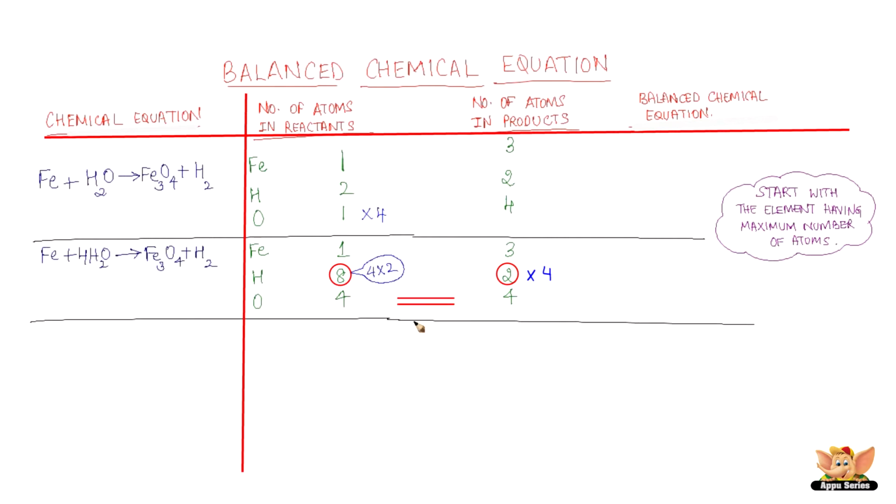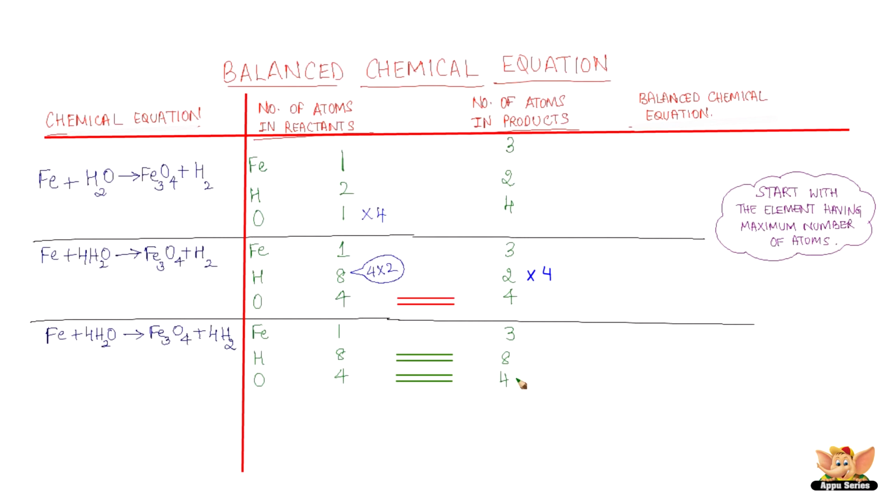We rewrite the equation as Fe plus 4H2O gives Fe3O4 plus 4H2. Same reactants. Iron 1 atom, hydrogen 8, oxygen 4 atoms. On the product side, iron 3 atoms, hydrogen 8 atoms, and oxygen 4 atoms. Hydrogen and oxygen are balanced.